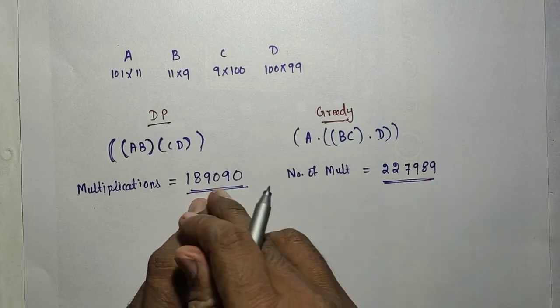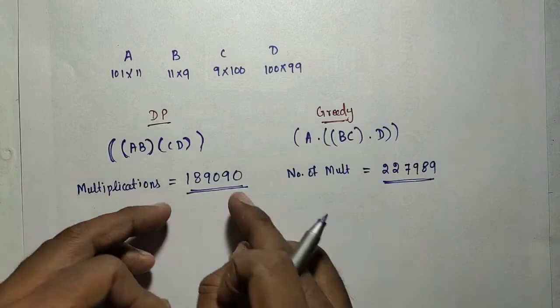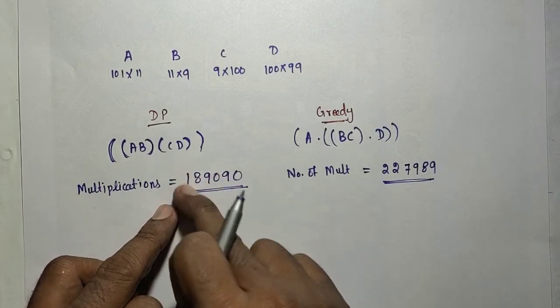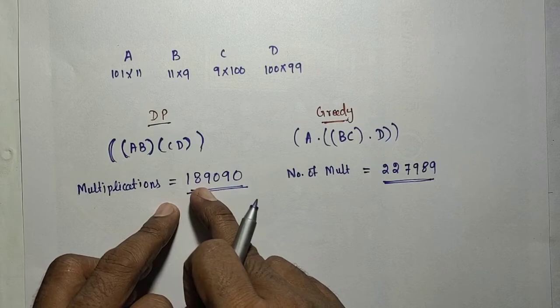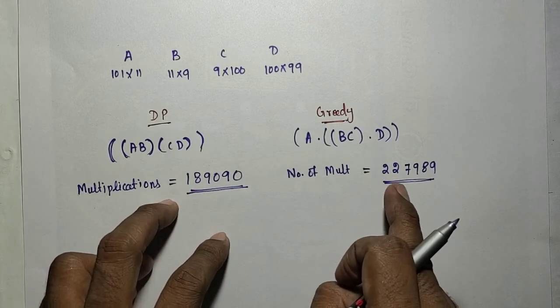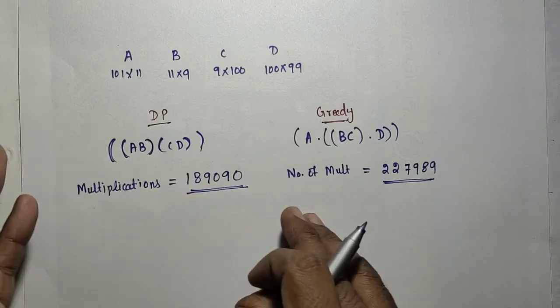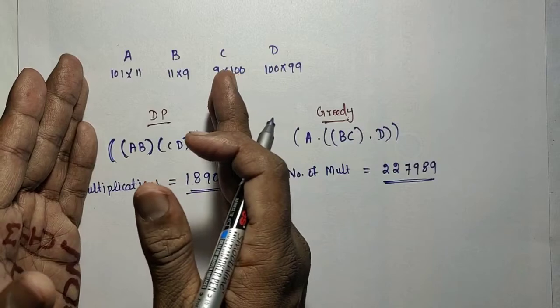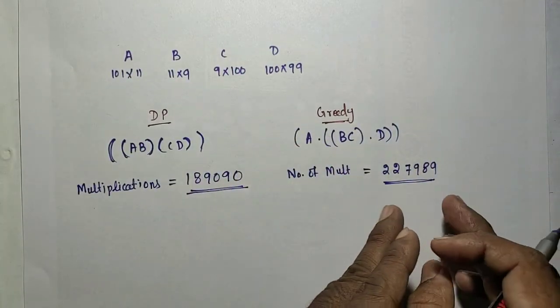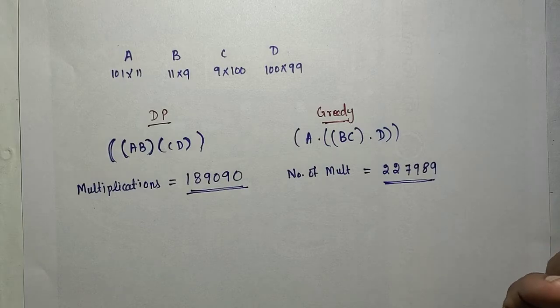Exact means our objective is minimization. What is the minimum number of multiplications? That is the exact, the exact minimum number of multiplications. But here it is needed 2,27,000 something. But here 1,89,000 multiplications alone we needed. So that is the exact solution. But with the greedy approach we will not always get that exact solution. Okay, but the time will be reduced.